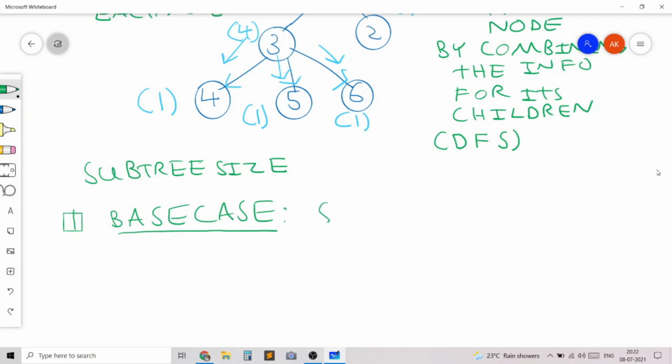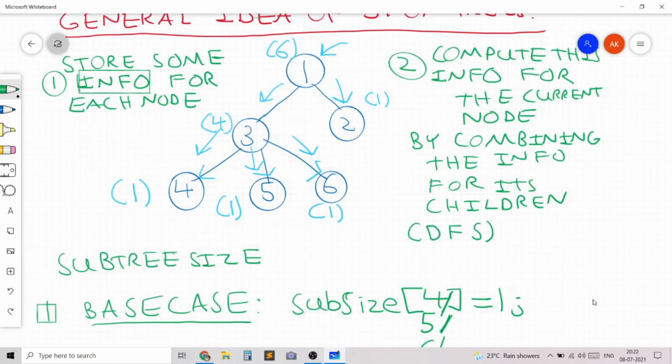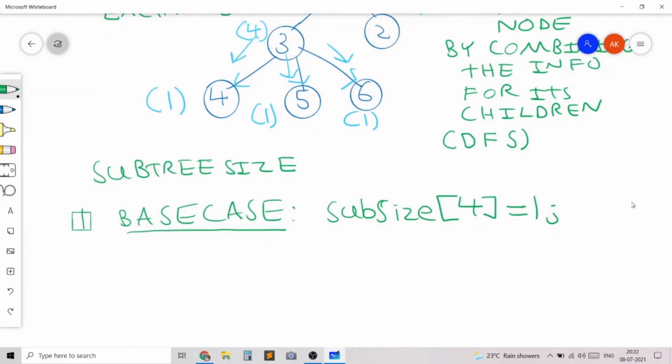The DP value, or in this case the subtree size, let's say sub size represents the subtree size. So we know that the subtree size for 4 is just 1, and the subtree size for 5 is also just 1, and the subtree size for 6 is also just 1, and the subtree size for 2 is also just 1. And why is this the case? This is the case because 4, 5 and 6 are the leaf nodes. So in general, we can say that the base case is just that the subtree size for a leaf node is 1. And that's all that's there in our base case.